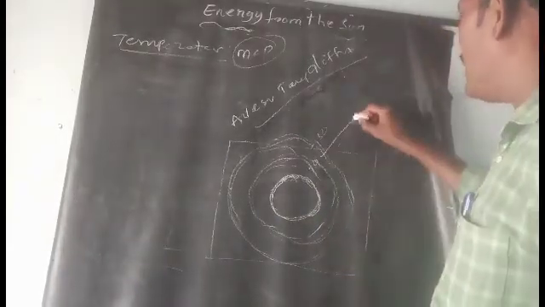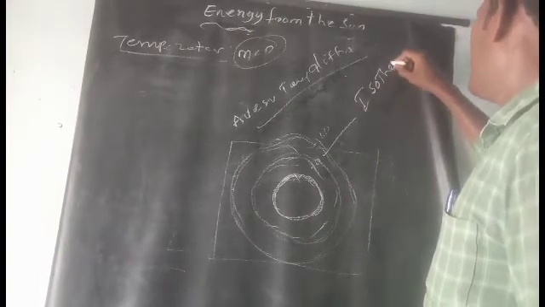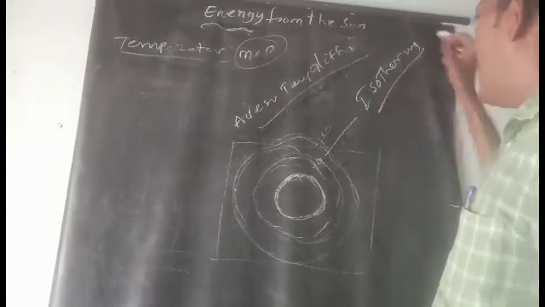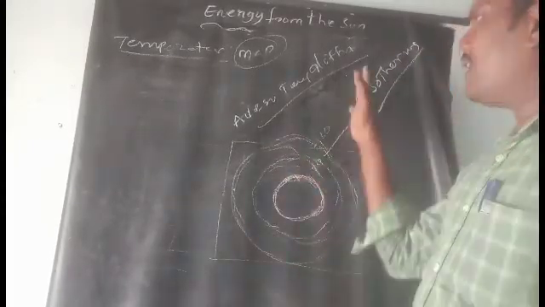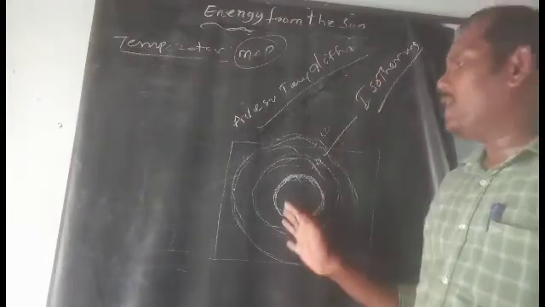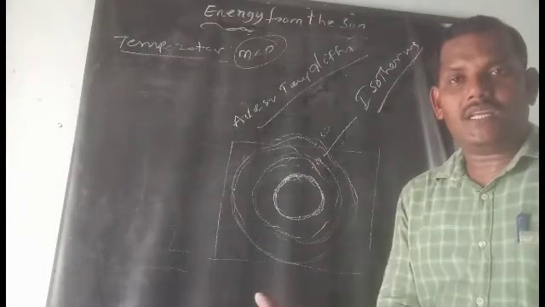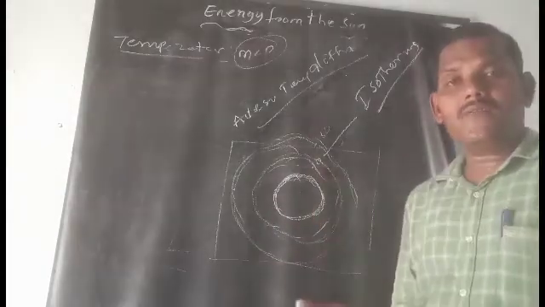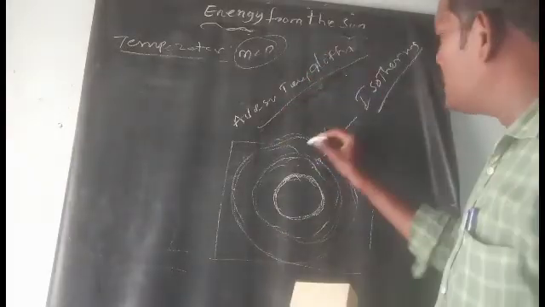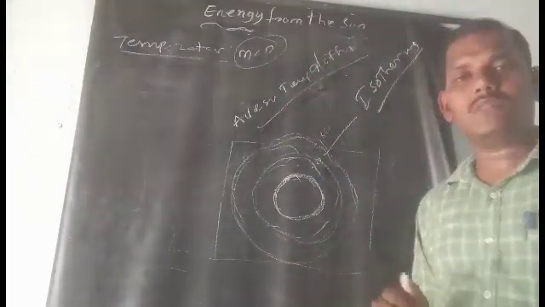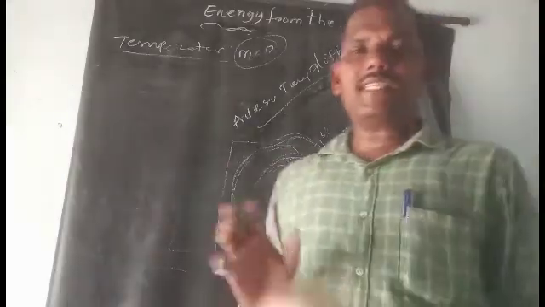These lines are called isotherms. This is called a climatic map. The temperature map gives the temperature in different regions. That information we get from temperature maps. These lines are called isotherms. Okay, this is the overall information in this lesson.